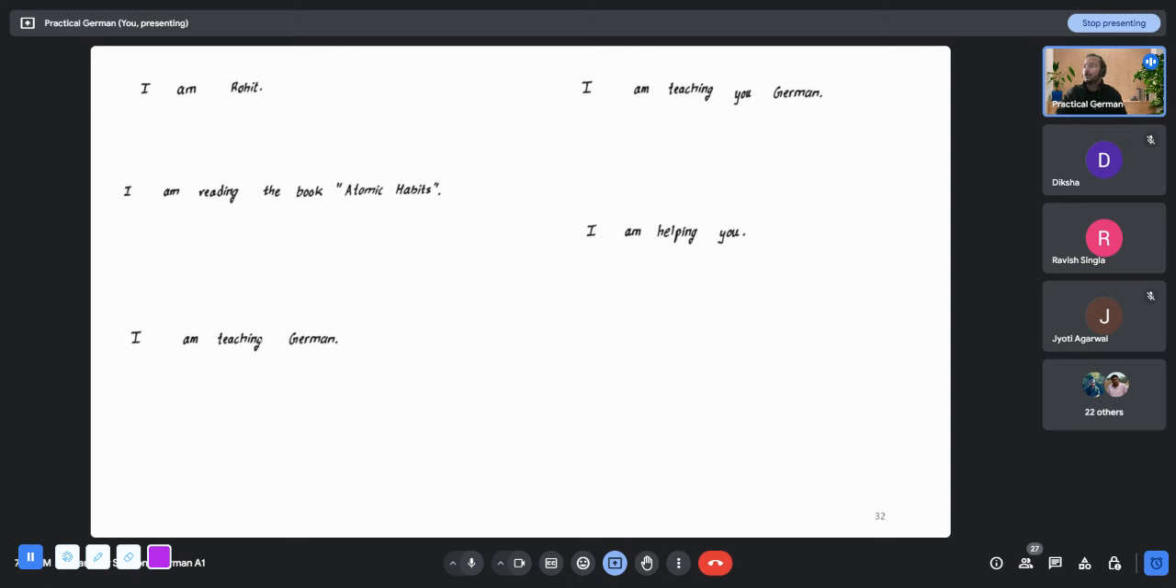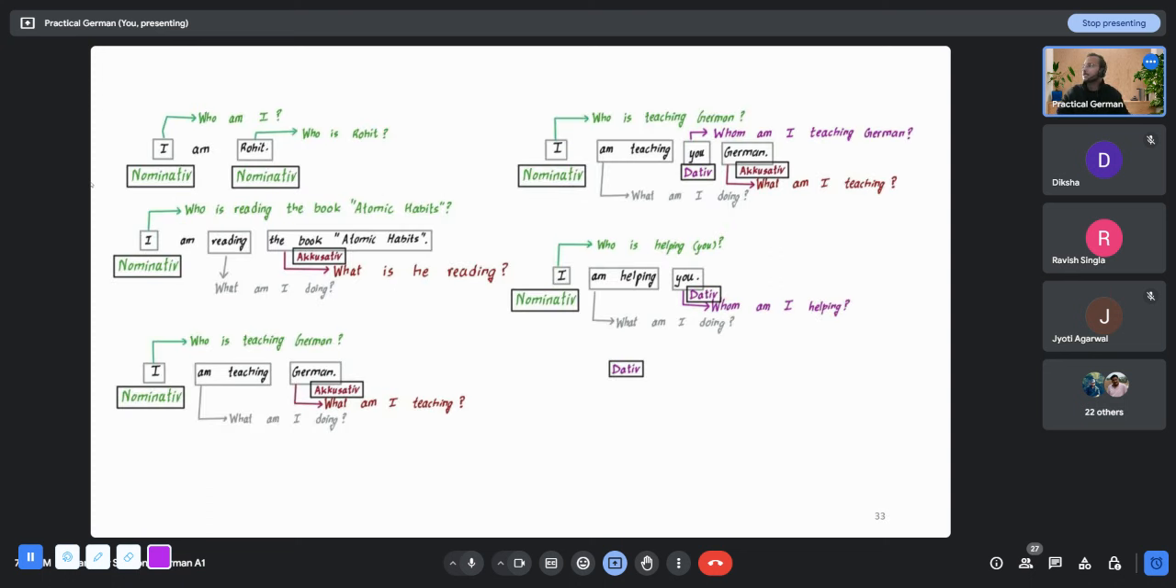Looking at it, from I am teaching German and I am helping you, the only difference is that instead of helping you have teaching. I could have just said I teach German, I help you. But we'll talk about it. Now, I is nominative, and Rohit, or whatever your name is, is also nominative. Why do I say it is nominative? How do I say it is nominative?